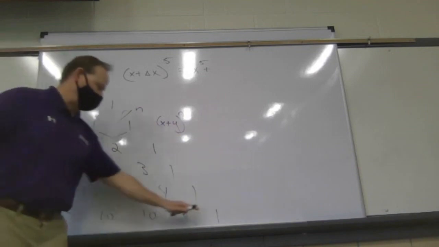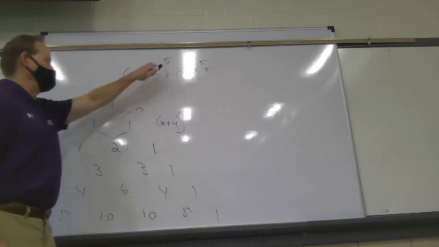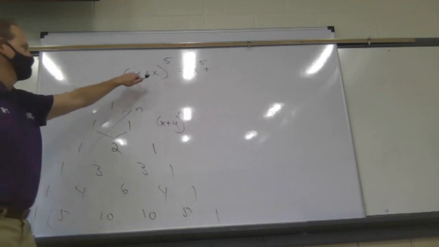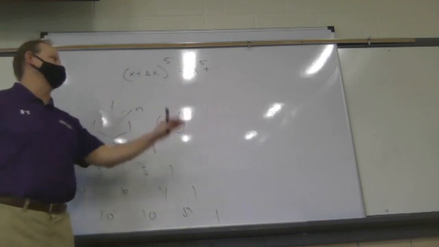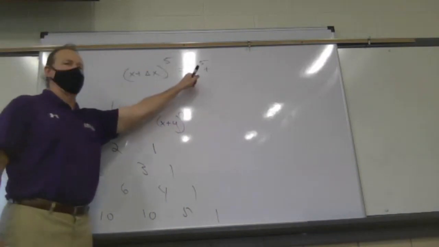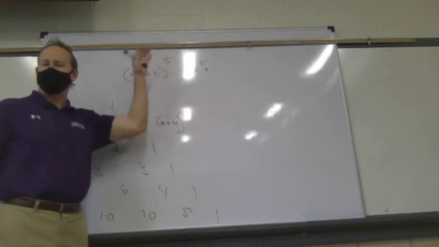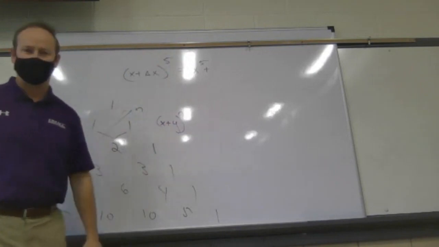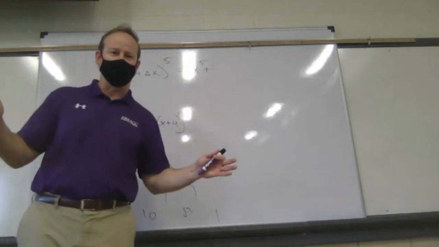But anyway, what I can do is use these coefficients. So x to the 5th, this is like x plus y to the 5th power, but instead of y, it's delta x. So x gets the power 5, the coefficient is 1, and then delta x to the 0 power. But anything to the 0 power is what? 1, except for 0 to the 0 power, which is what, Isaac?